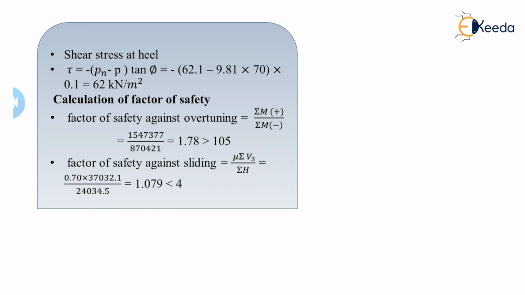Factor of safety against sliding: we have mu into summation of vertical forces divided by summation of horizontal forces. Finally the factor of safety is 1.079, which is less than 2. Here there is a typing mistake, please understand. If you refer to that slide, you get the idea that the factor of safety against sliding should not be greater than 2. So it should not be greater than 2, hence the value is within the limit.